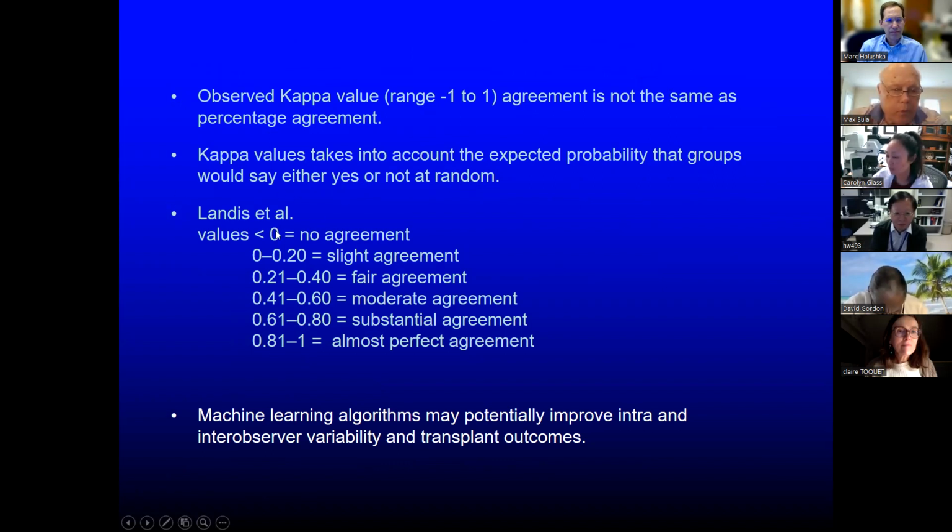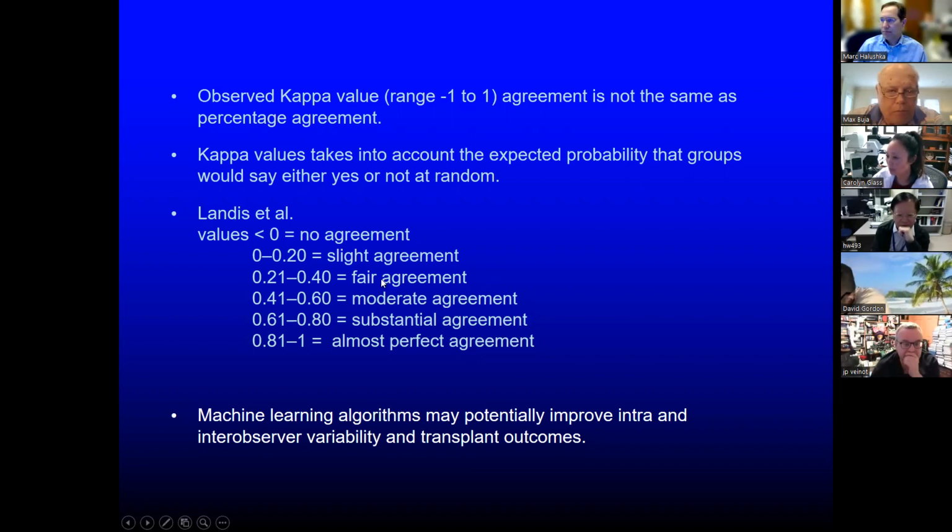There's one of many published articles that say, okay, how do we translate that information? Less than 0 would be no agreement at all, and then you have slight agreement up to 0.2, fair agreement at 0.4, moderate at 0.6. So a 0.39 is probably going to be fair, not so great.